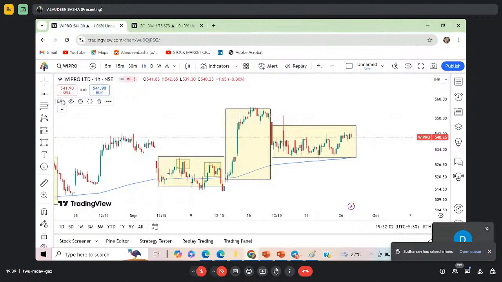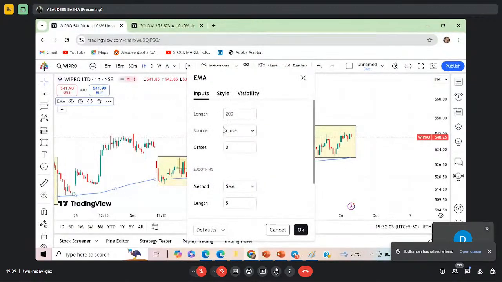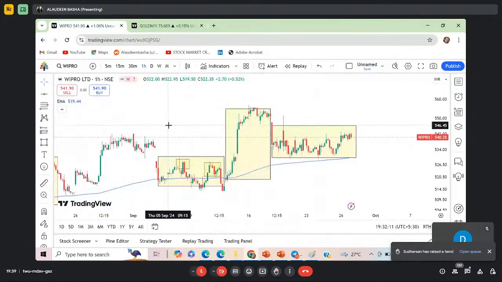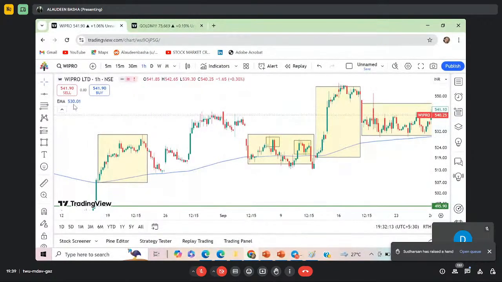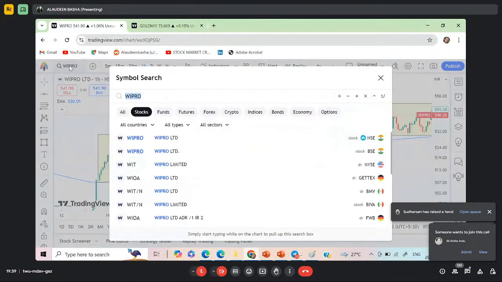You put this setting as 200, and the source is close, not open, high or low. Always fix the source as close. So based on the closed candle, you can decide. So EMA 200 is somewhat good for the long term. You can refer to any other script.